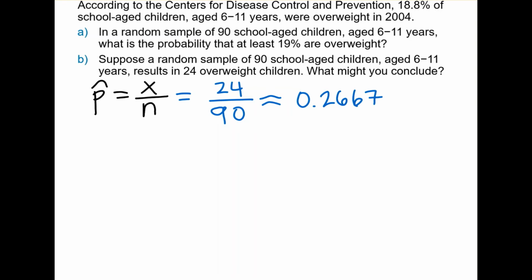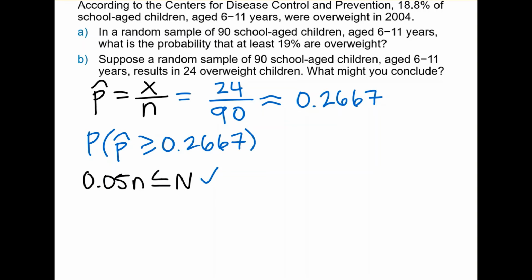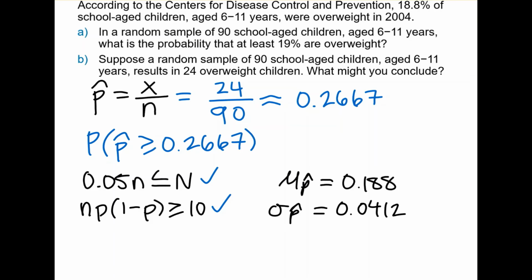So for Part B, we want to find the probability that p-hat is greater than or equal to 0.2667. We have already checked that the sample size is less than or equal to 5% of the population size. We have already checked that np times 1 minus p is greater than or equal to 10, so the distribution of the sample proportion is approximately normally distributed. Also, our sample size did not change. It is still 90, just like it was in Part A. So that means the mean and the standard deviation will be the same as in Part A. You can draw a sketch if you want. And now let's go to StatCrunch to compute this probability.